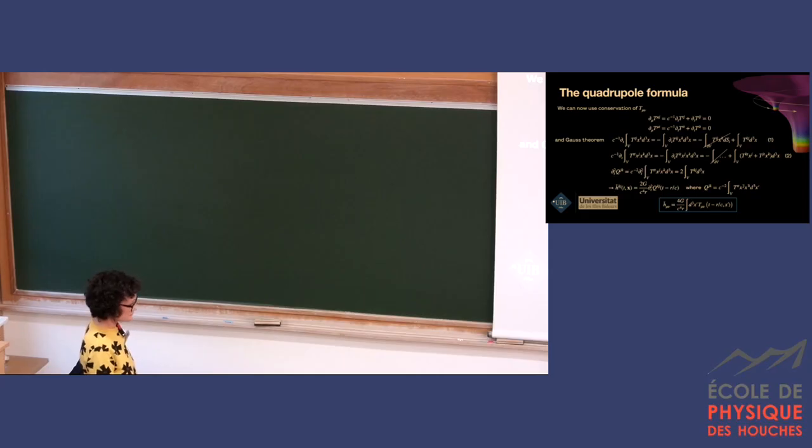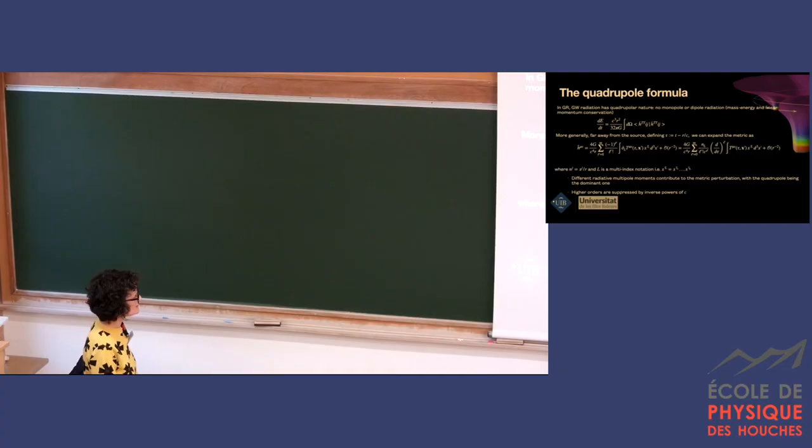In terms of the metric perturbation, I can define other quantities that have physical meaning, for instance, the energy flux, in terms of always the traceless transverse tensor that I just introduced.